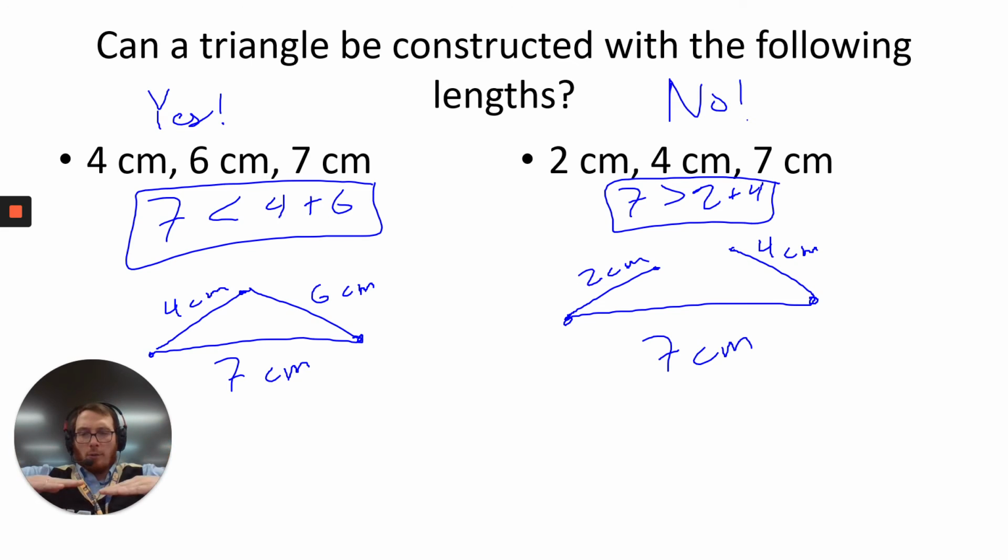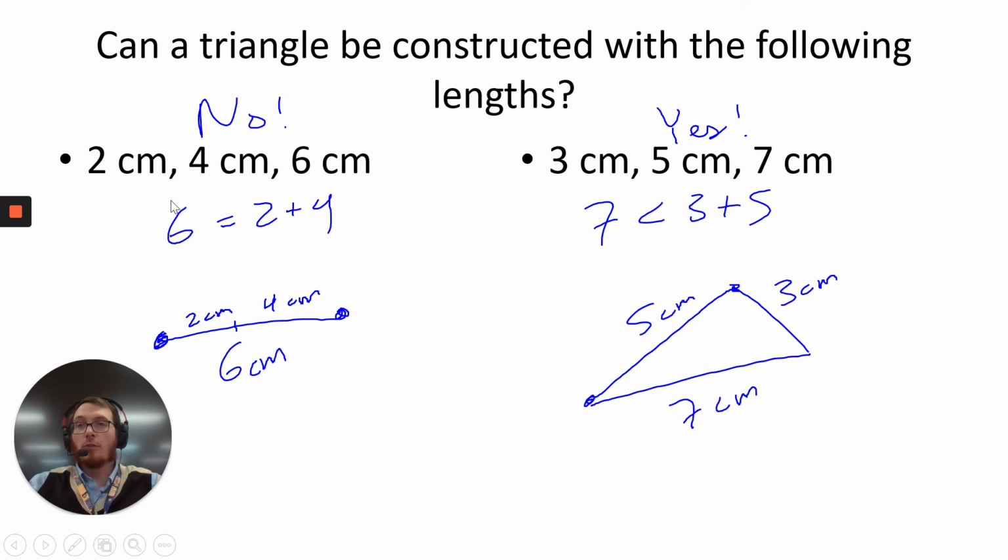Well, these 2 and 4 aren't even going to be enough because 2 plus 4 is only 6, and you need 7. You need more than 7 to at least get some tilt to it and some height to it. And so this won't work because 2 and 4 are less than the longest side, 7.